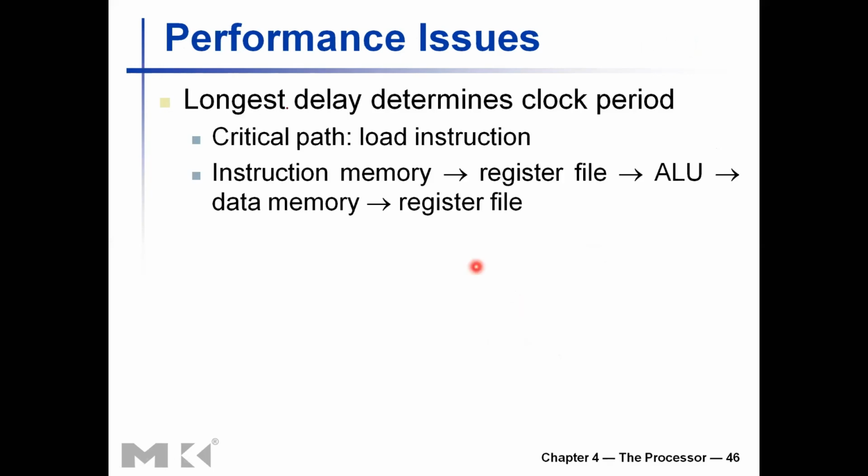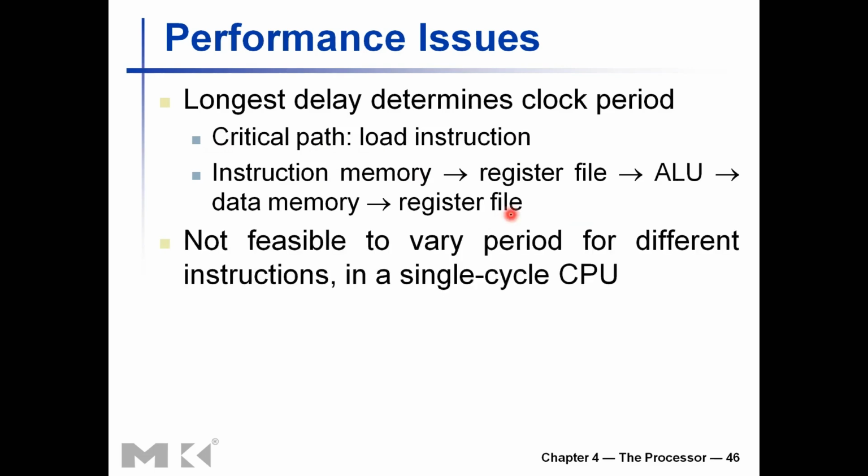So the longest delay, or the critical path, determines the clock period. In our case, the load instruction is the critical path. It needs to use the instruction memory, register file, ALU, and the data memory, so it takes the longest delay, 7 nanoseconds. The critical path is the data path elements used by the load instruction: instruction memory, register file, ALU, data memory, and it needs to go to the register file, but that can happen at the next clock edge.